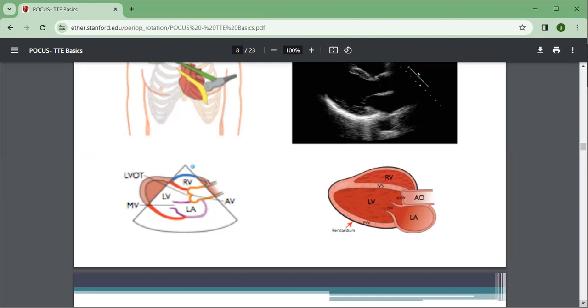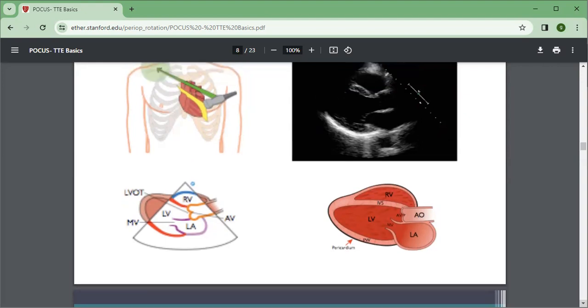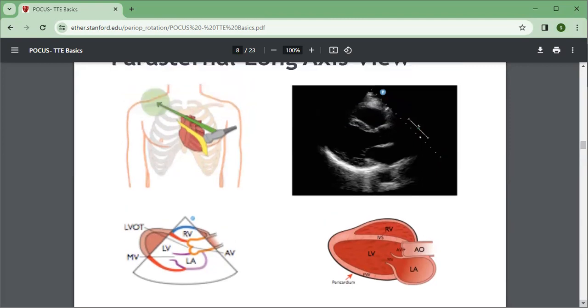Also, you'll be able to see the anterior aspect of the left ventricular wall and the posterior aspect of the left ventricular wall. Also at this point you can visualize the descending aorta. This is how you are going to visualize them.